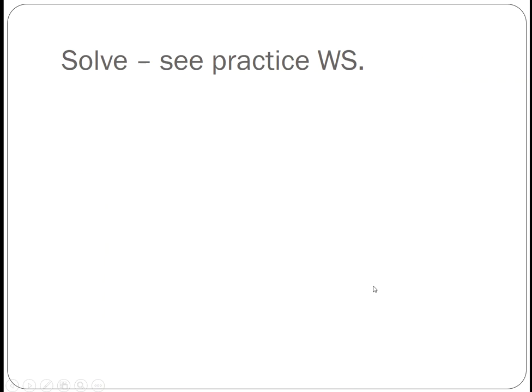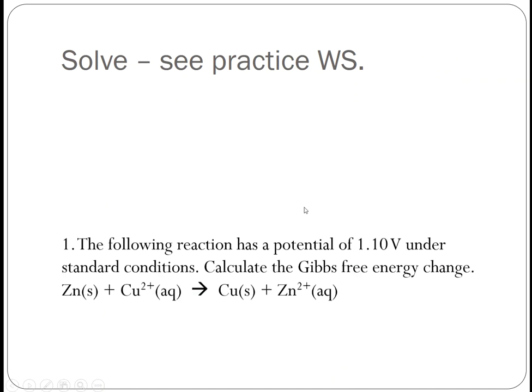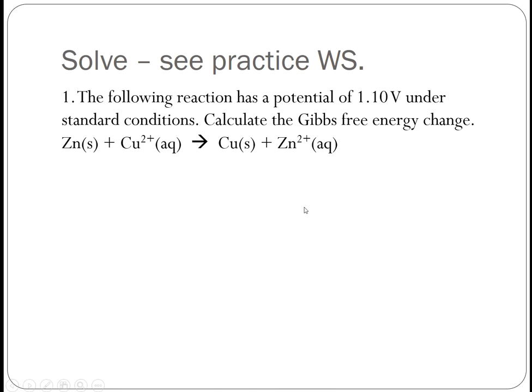Okay, so you should also have a practice worksheet that's got a couple of extra problems on it, so we can solve some of these. It says the following has a cell potential of 1.10 volts under standard conditions. So it's telling us that if we built a galvanic cell out of this reaction, it will produce 1.1 volts. And it wants us to change that to the Gibbs free energy.